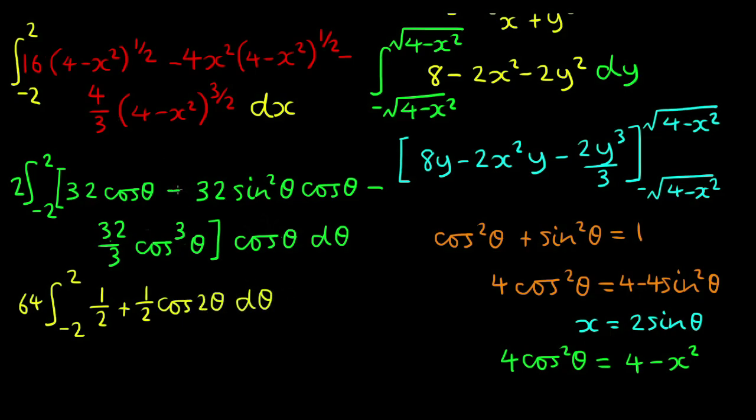And our next integral is minus 64 by the integral of sine squared theta by cosine squared theta. So that's 1/2 minus 1/2 cosine 2 theta by 1/2 plus 1/2 cosine 2 theta, which gives 1/4 minus 1/4 cosine squared 2 theta.